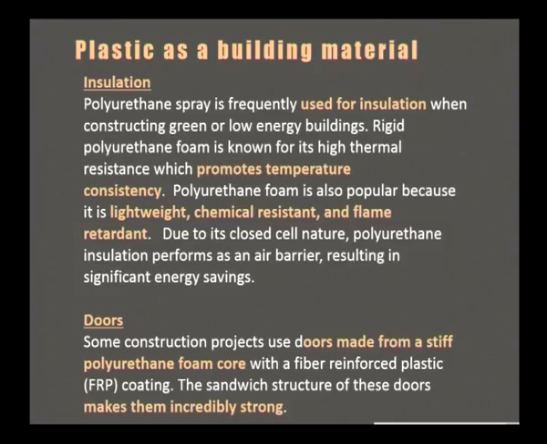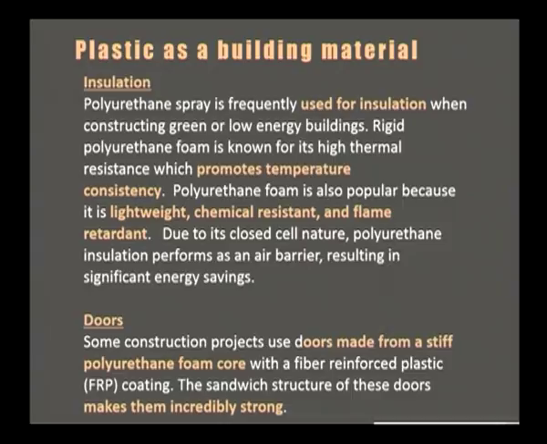So you can notice that the various advantages and physical characteristics which help it be a better building material are abundant in plastic. Due to its closed cell nature, polyurethane insulation performs as an air barrier as well. So it can be used in sealant cases and for insulating sound, and in other chemical and weather resistant cases, resulting in significant energy savings as well. So plastics are used directly in the form of doors. Some construction projects use doors made from a stiff polyurethane foam core with a fiber reinforced plastic coating. So you find a lot of application of doors which are made of plastic today.